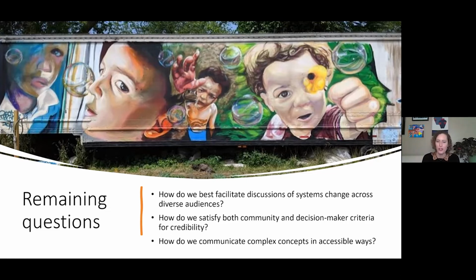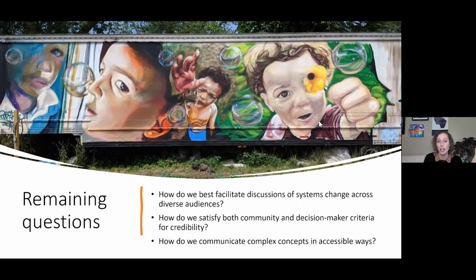So the remaining questions I have, in the wake of doing this work, is, I think there is a general question of how do we best facilitate discussions of systems change across diverse audiences? I don't think this is a trivial question. I don't think it's something that we have answered yet. I'm even finding throughout this project that the way that we talk to different groups of people in Flint has to be different, and we have to learn how to change in that culturally appropriate way of communicating.